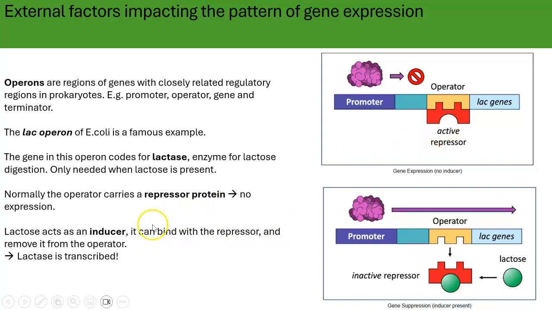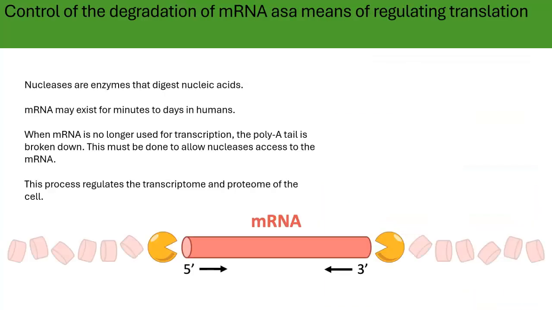However, when lactose is present, it acts as what we call an inducer. So it can bind to an allosteric site of the repressor that changes the active site, and it no longer binds the operator. And now there's no blocking of the RNA polymerase, and the lactase gene can be transcribed, and the bacteria can start breaking down lactose. Isn't that neat?